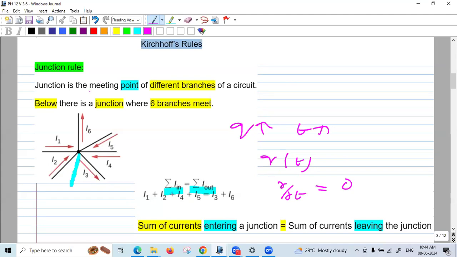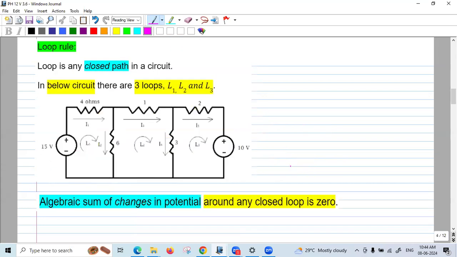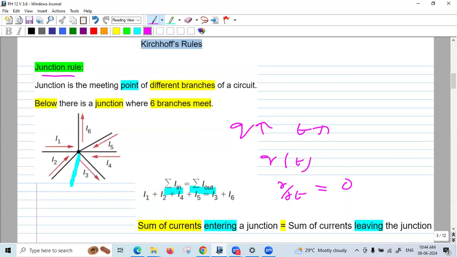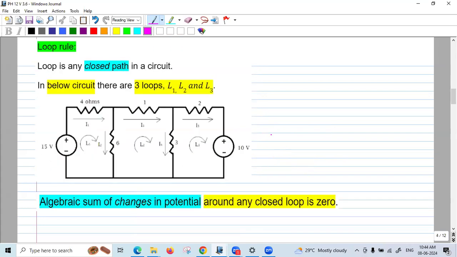So this is basically the junction rule. It's more like common sense, right? The sum of currents entering the junction or a node should be equal to the sum of currents leaving it. This is the junction rule. The second rule is the loop rule. Suppose there is a circuit like this. Okay, let me take a simpler circuit.